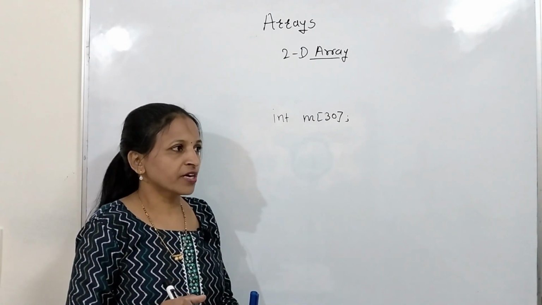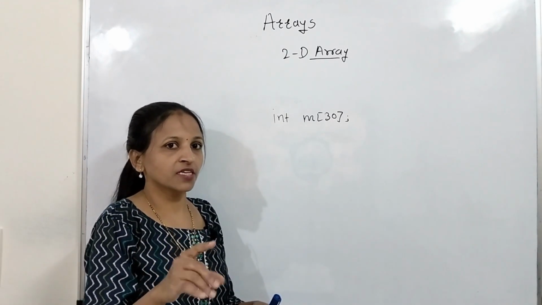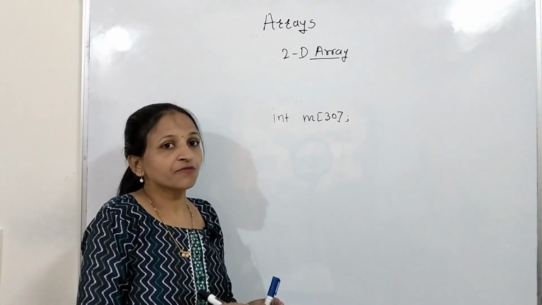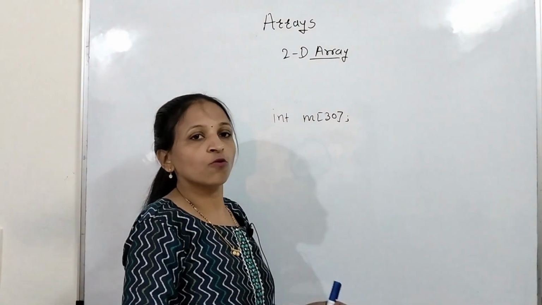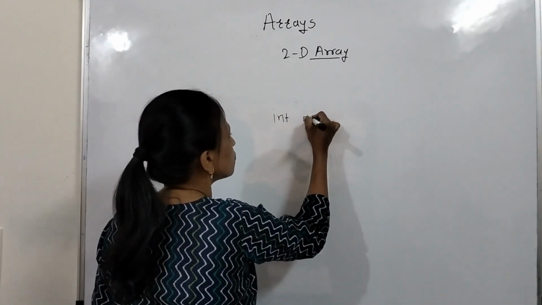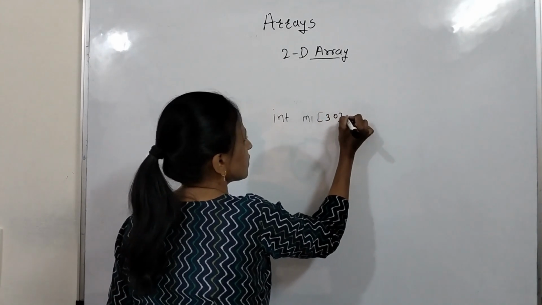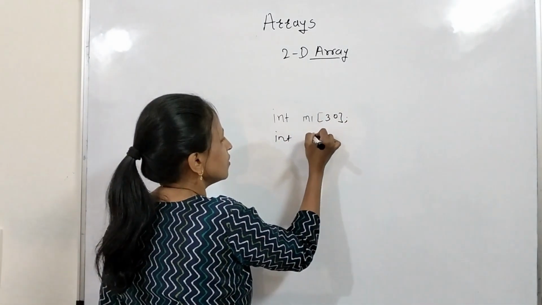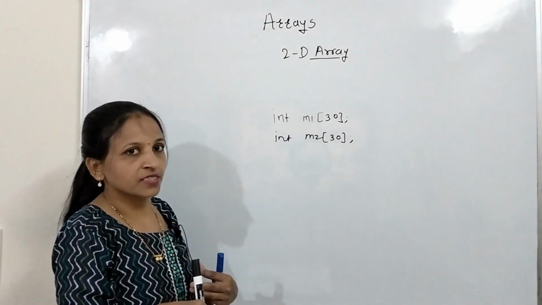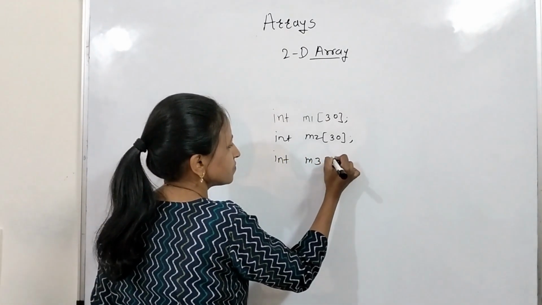If you want to store subject wise, like first subject 30 students, second subject 30 students, it means 5 different one dimensional arrays you have to declare here in this way. Let m1 be storing marks of the first subject of 30 students, then m2 will store marks of the second subject of 30 students. In this way we have to declare 5 different arrays.